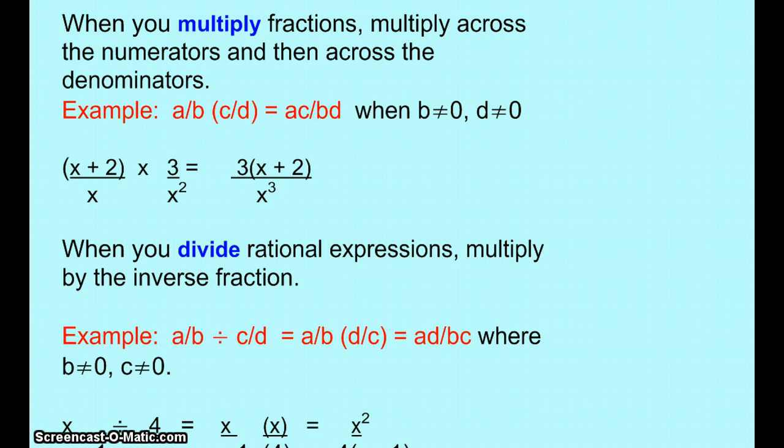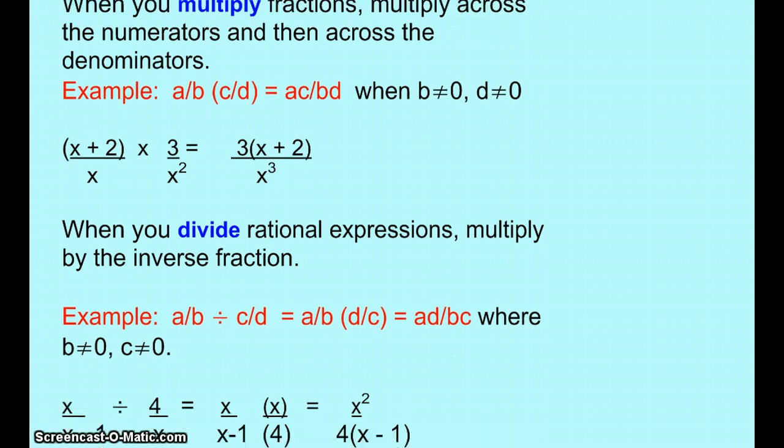When you divide rational expressions, however, you have to multiply by the inverse. So in this example, we have a/b divided by c/d, and that's the same as a/b times d/c, and that equals ad/bc, where b cannot equal 0 and c cannot equal 0.